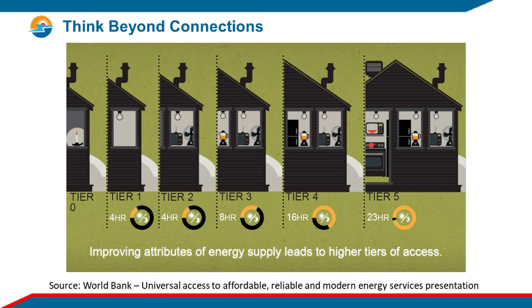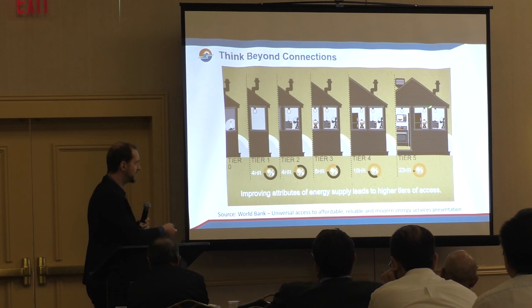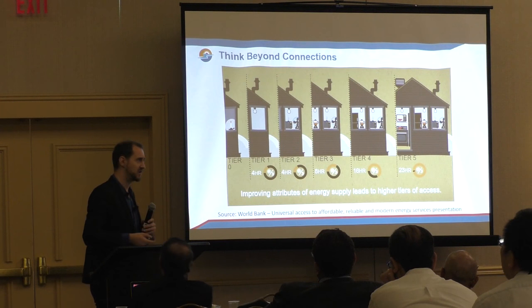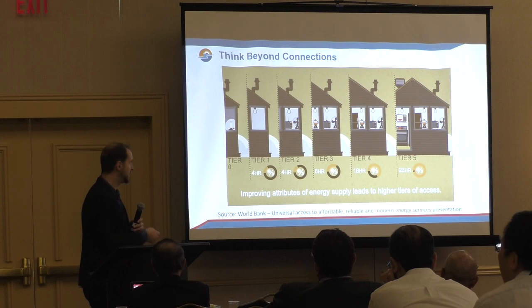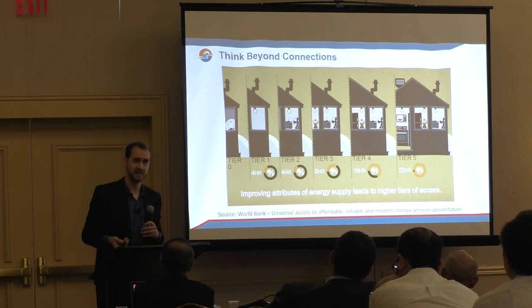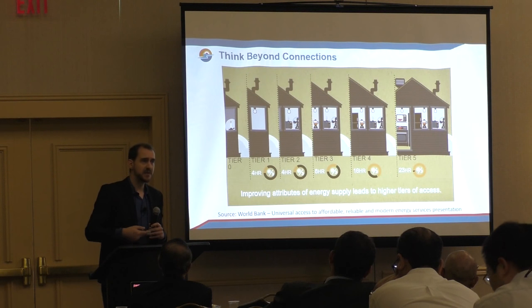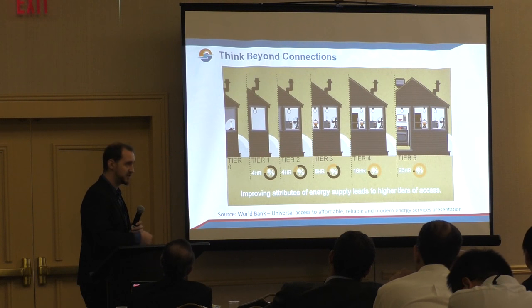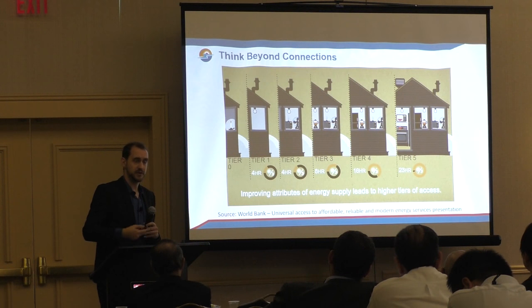Historically, people have been thinking, well, if I have energy access, this is where I am: I have all the advantages of modern life. And if I don't have access, then I'm somewhere here: I have a candle, I'm sitting in the dark, and I don't have any electric appliances. But the truth is not that simple. The truth is that there is an entire scale, five tiers between the two.